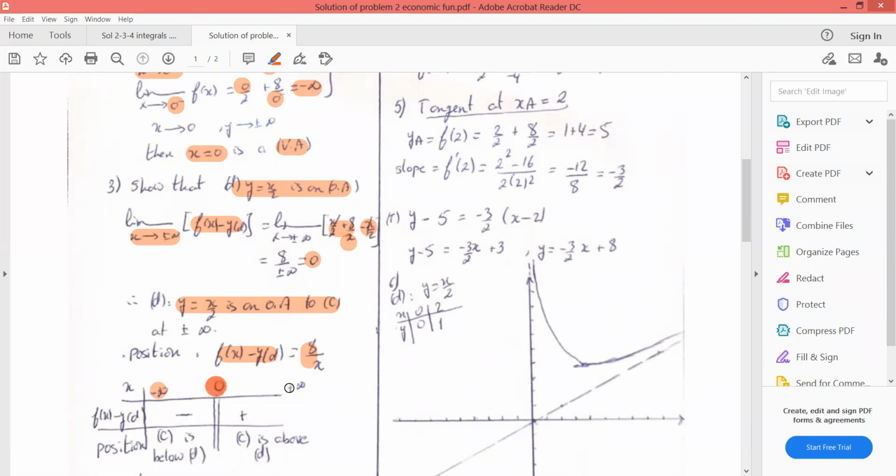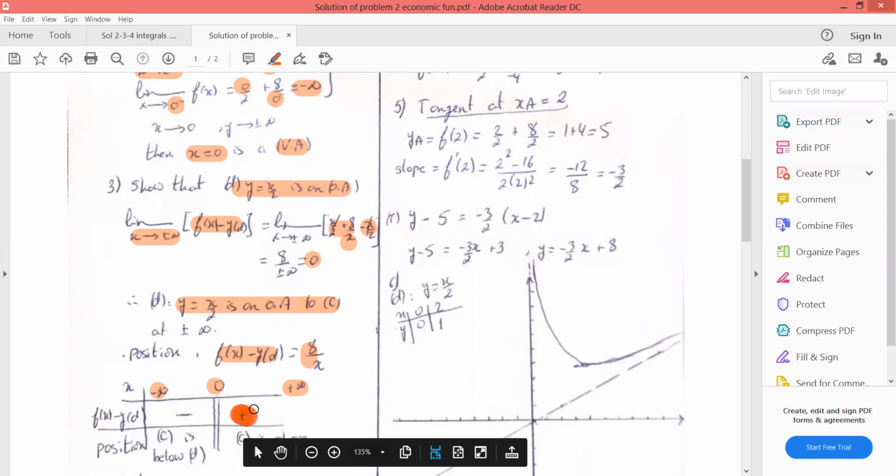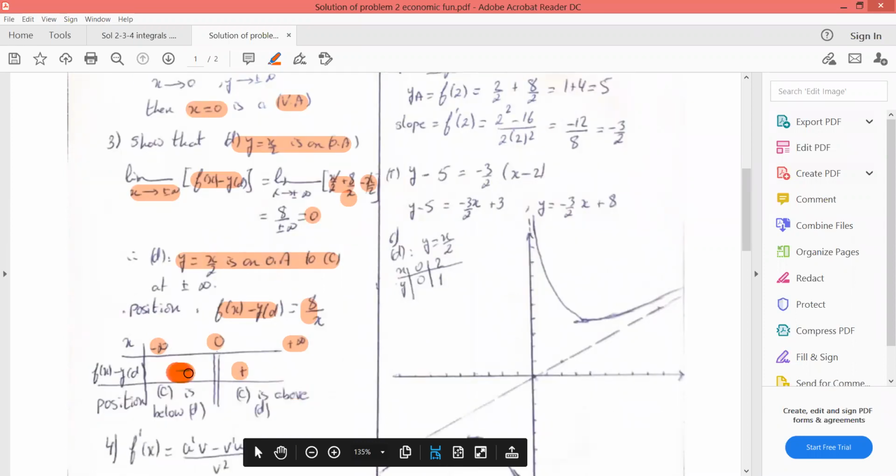From where do we get 0? From the domain, x different from 0. If x is positive, this is positive, and if x is negative, this is negative. Negative, we say C is below D. Positive, C is above D. Please, clear? Any questions?